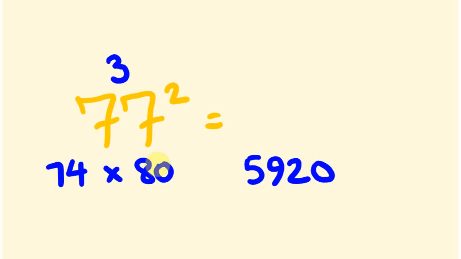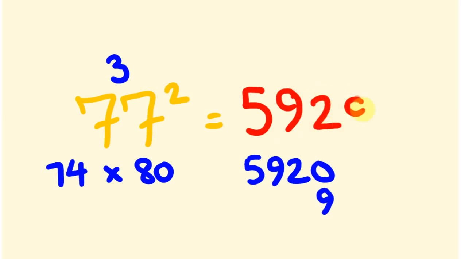Now what are we going to do to this? Just add 3 squared. So 3 squared is 9. Answer, 5,929.